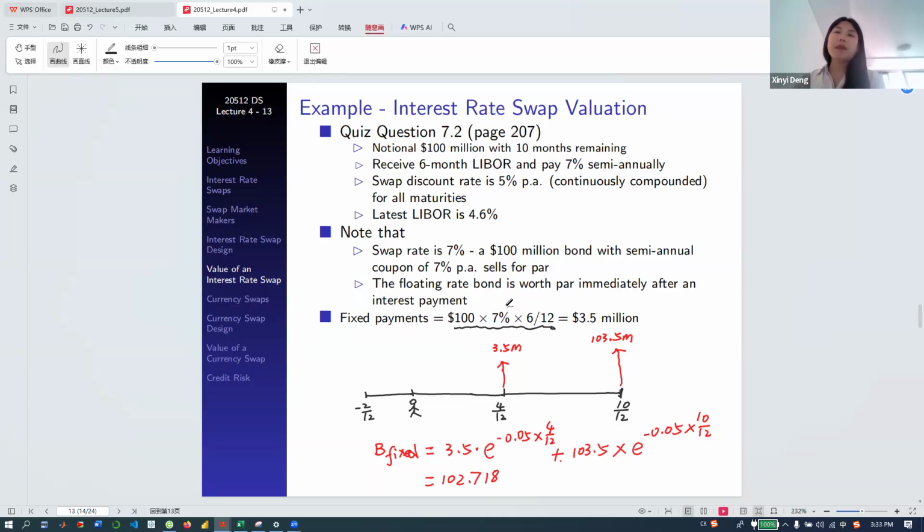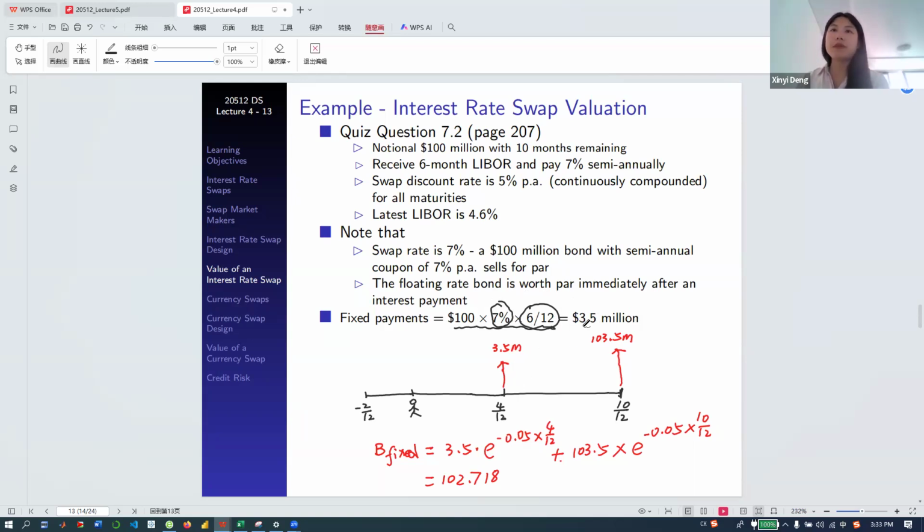Here, again, 7% is the annual rate, and we know that the payments are made semi-annually. That's the whole reason why we are multiplying by 6/12 here. These two terms convert the interest rate into a semi-annual rate. And we use the notional principal amount of 100 times that semi-annual rate. That's going to be equal to $3.5 million.